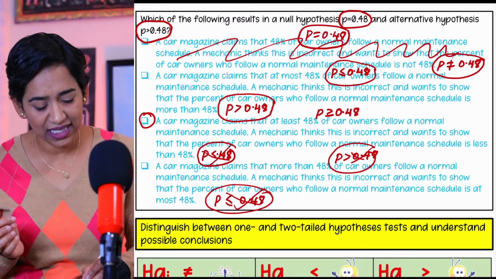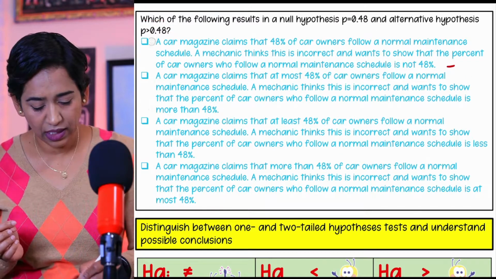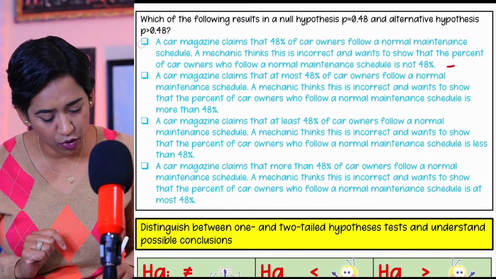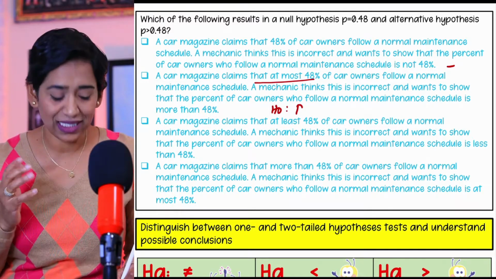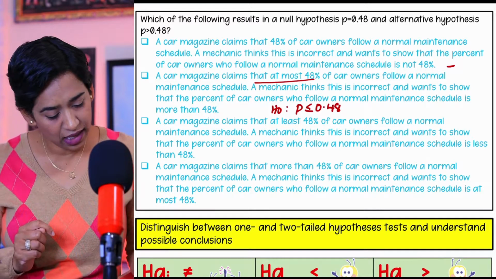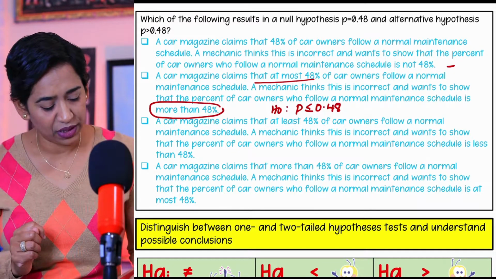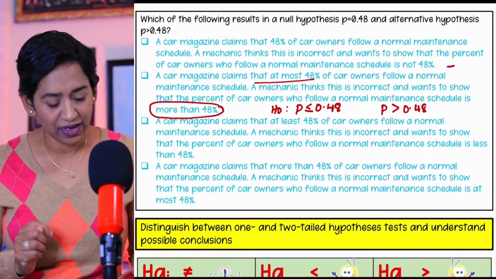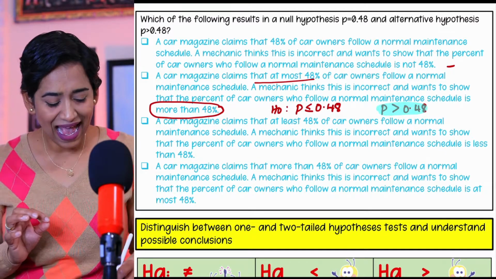Let me erase these so you can see it one more time. In option 2, let me expand this, is at most. So my H naught is P at most, is less than or equal to 0.48, and the maintenance schedule is more than 48%. So P is greater than 48%. As you can see, my alternative matches and my null matches.